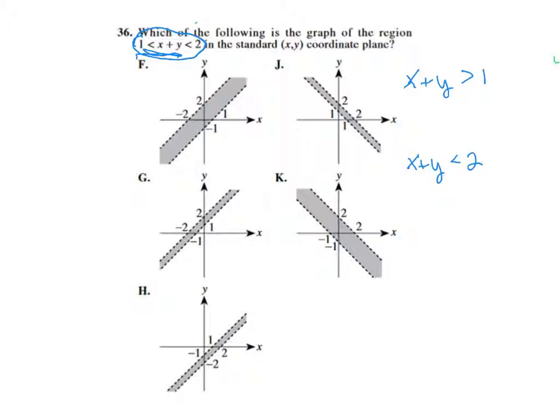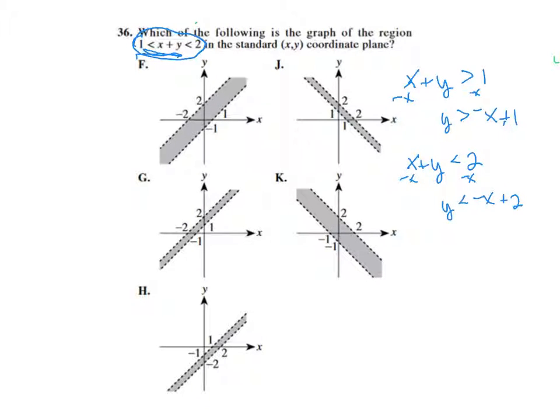So if I put those in y equals mx plus b form, subtract x from both sides of the first one, I get y is greater than negative x plus 1. And the same thing with the second inequality. If I subtract x from both sides, I get y is less than negative x plus 2. And now I just need to match that information with the graphs.